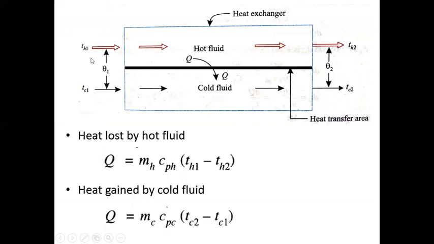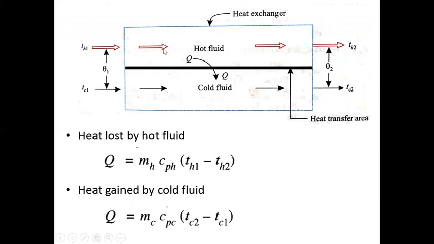Let us see the inlet temperature for hot fluid, how it is represented. TH1. What is H? Suffix H means hot fluid. 1 represents inlet condition. So TH1 means temperature of hot fluid at inlet. When it moves out, it is temperature of hot fluid at exit. 2 means exit. Similarly, TC1 is temperature of cold fluid at inlet, and TC2 is temperature of cold fluid at exit.